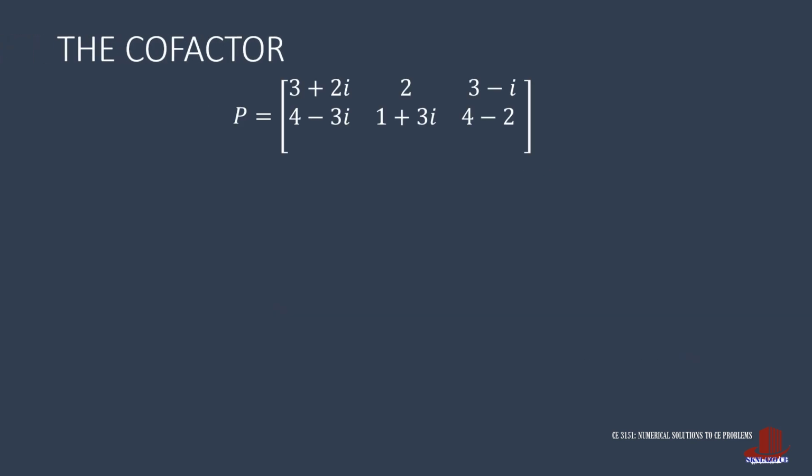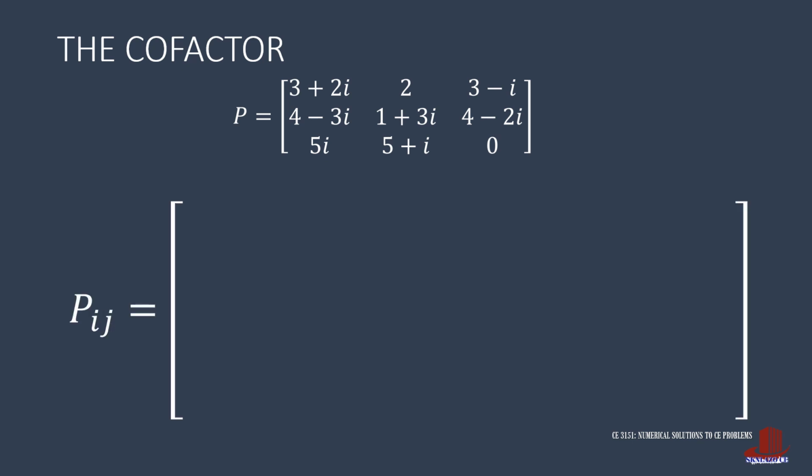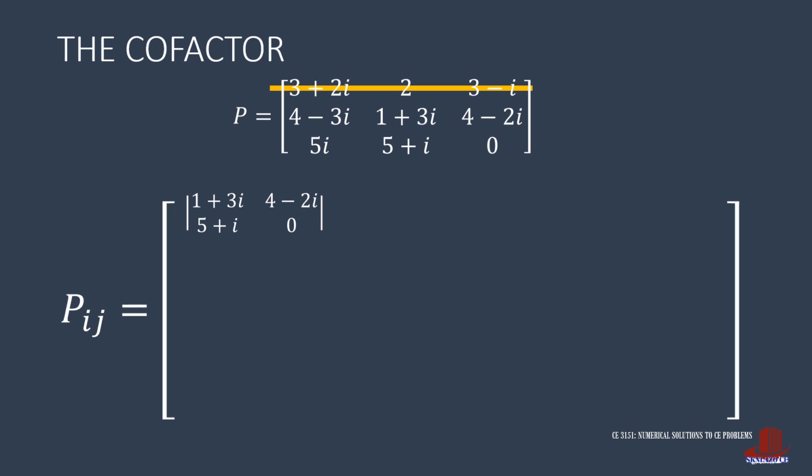First is the cofactor. In taking the cofactor, generate the minor matrix first before taking the individual determinants. For element 1, 1, the minors are 1 plus 3i and 5 plus i, with 4 minus 2i and 0. Element 1, 2 has row 1 and column 2 covered, and the minors are 4 minus 3i and 5i, with 4 minus 2i and 0.